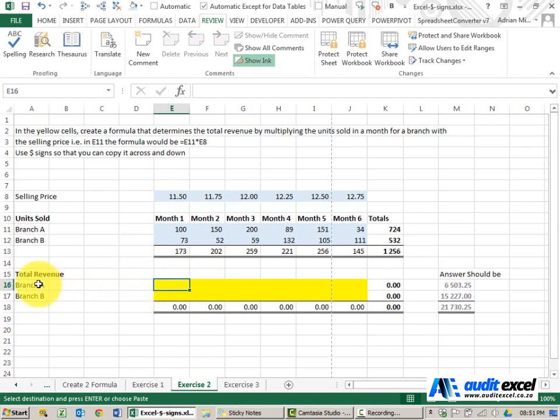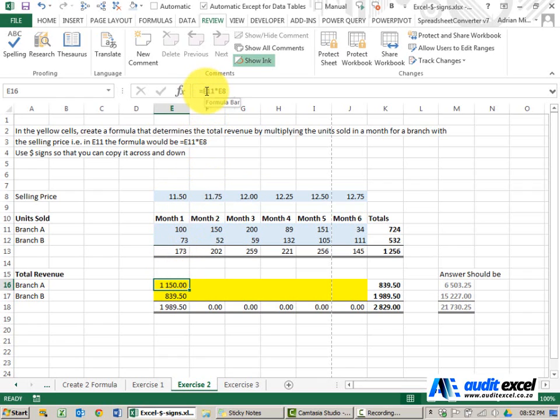In this example, for branch A, we know the calculation should be equals branch A's units multiplied by a selling price. If we want to capture branch B now, we know that it's branch B's units multiplied by that same selling price. And we know that we wanted to move across to capture these selling prices. If you look at the formulas, cell E11 over here, we are happy that as we copy it across, it will move across, and as we copy it down, it will move down.